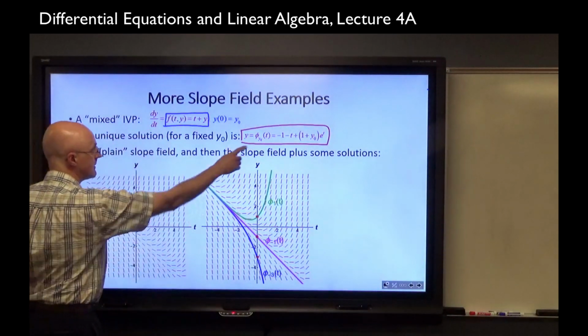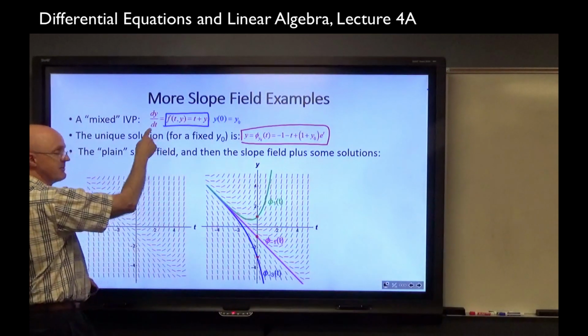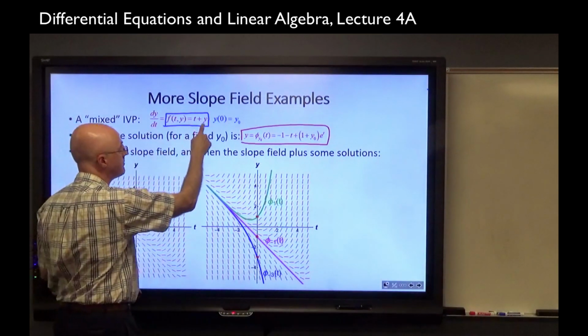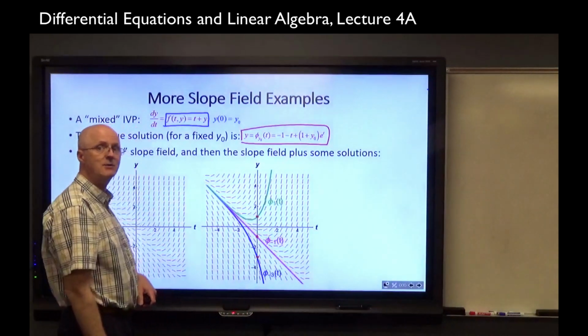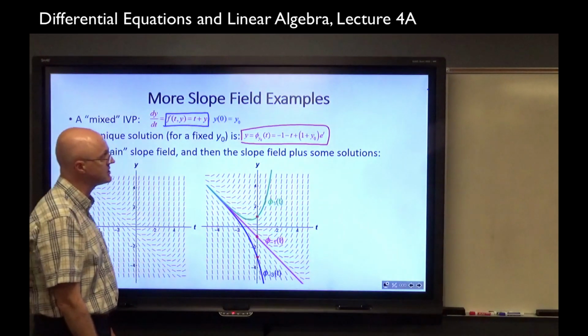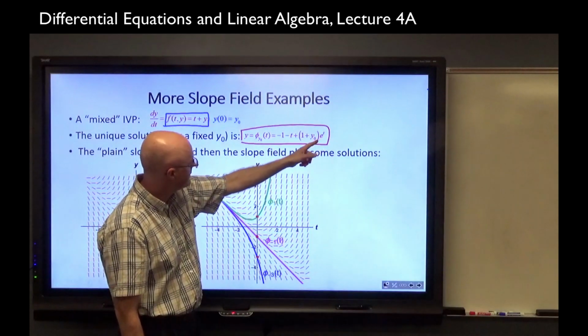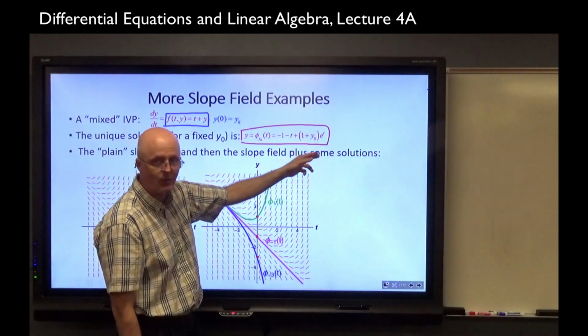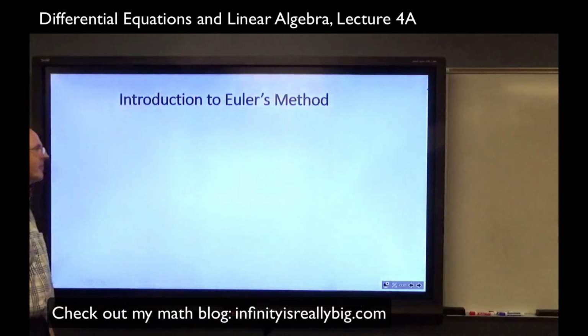I would encourage you to double check that this function solves the differential equation by differentiating it to simplify the left-hand side, and plugging it in place of y right there and simplifying to simplify the right-hand side. You get two functions of t that are the same. It also satisfies the initial condition. If you replace t with 0 there, and e to the 0 is 1 right there, you're going to get negative 1 plus y0. The negative 1 and plus 1 cancel, leaving you with y0.